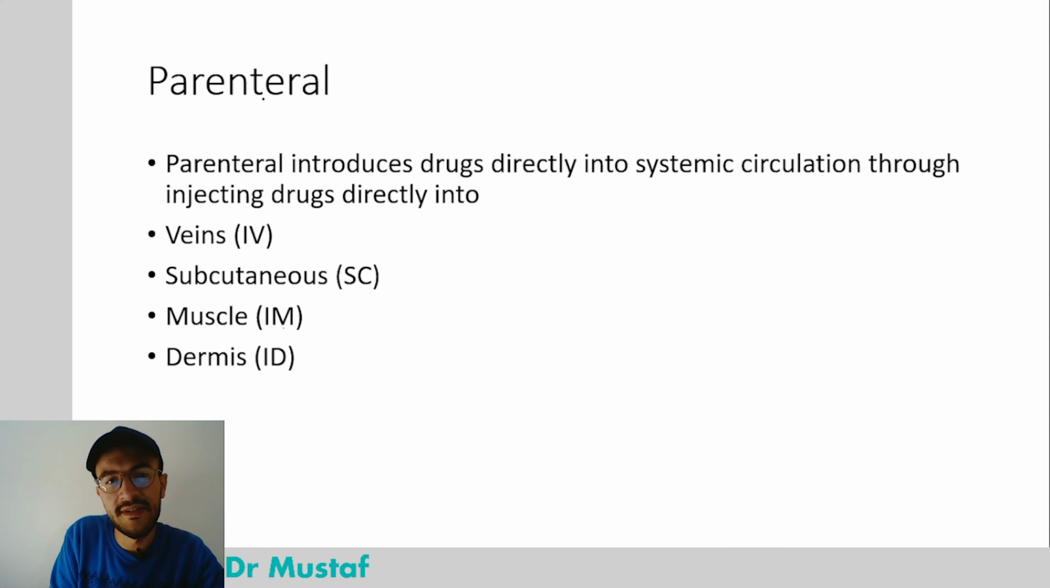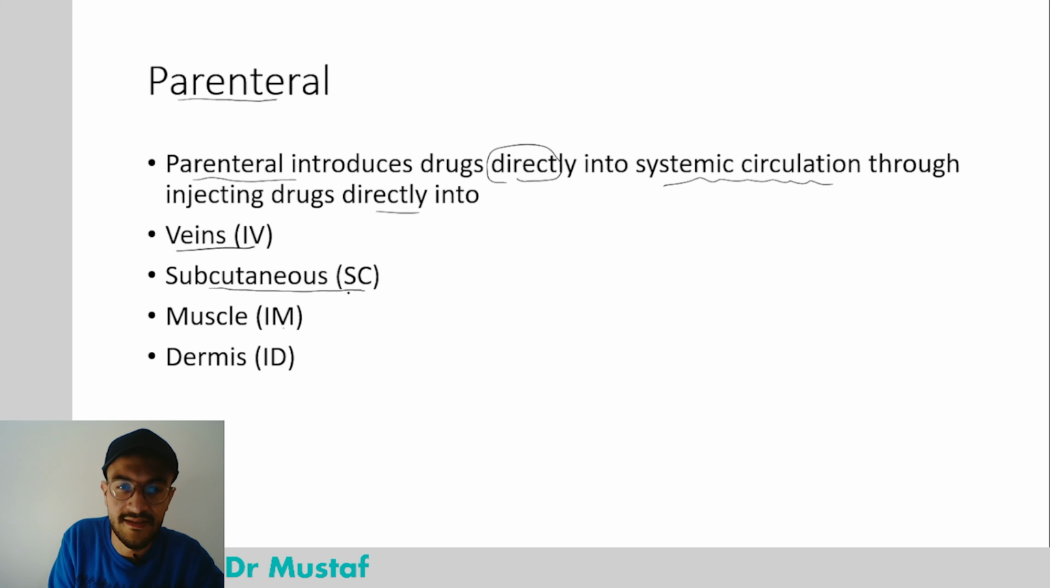Now let's talk about the parenteral routes. With the parenteral routes, the drug is introduced directly into the systemic circulation through injecting the drug directly into the veins, what we call intravenous, the subcutaneous tissue, which is the subcutaneous, the muscle, the intramuscular, and the dermis, which is the intradermal.